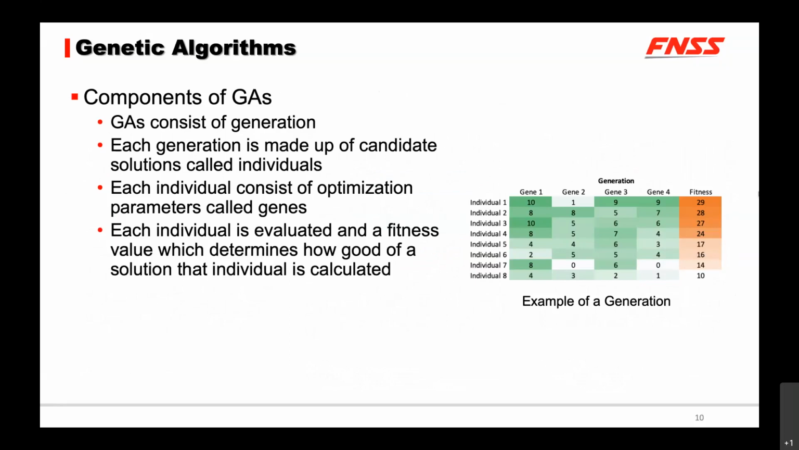So, what are the components of a genetic algorithm? As I said, genetic algorithms create batches of solutions called a generation. A generation consists of different individuals. These are our candidate solutions, and each individual consists of different genes. These are our optimization parameters, and we evaluate each individual and calculate the fitness value. This is the indicator of how good a solution that individual is.